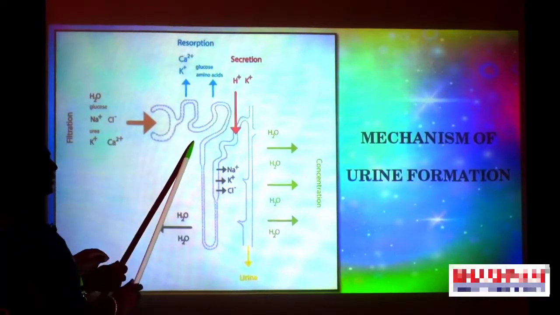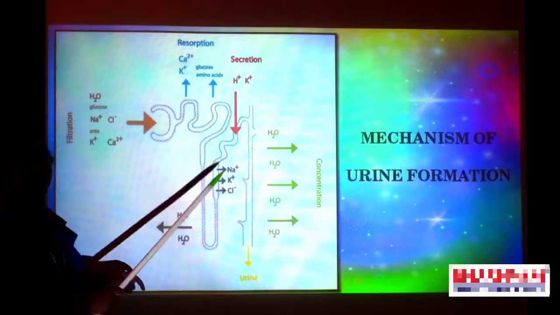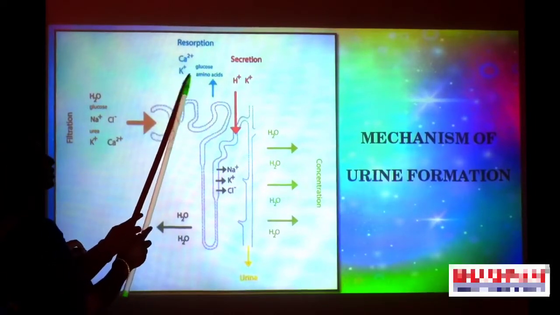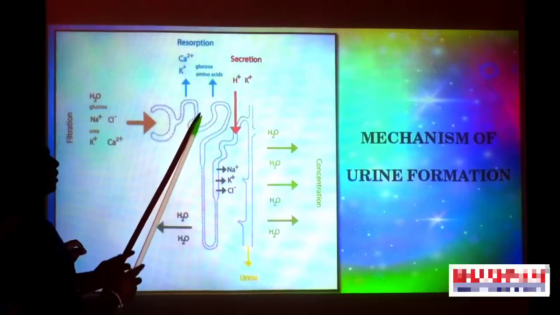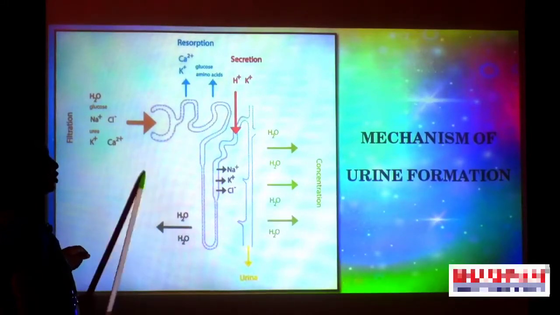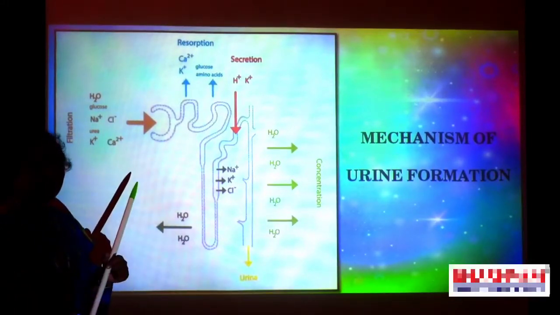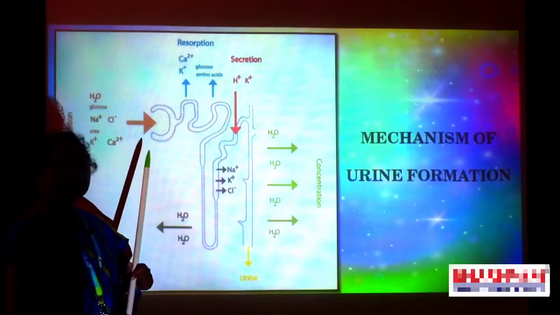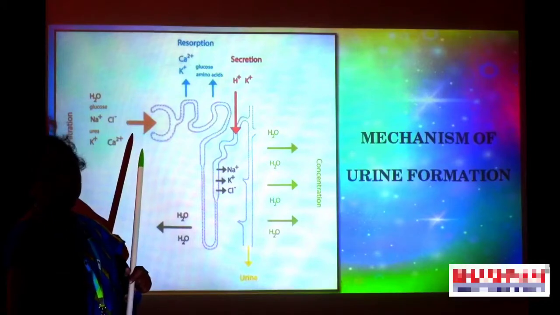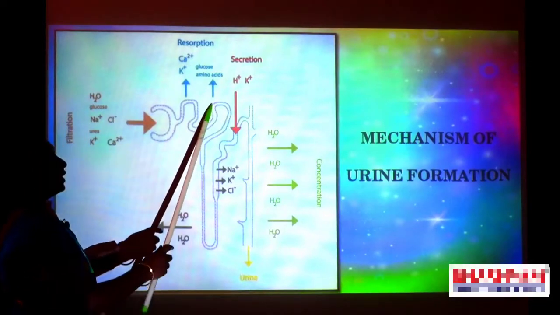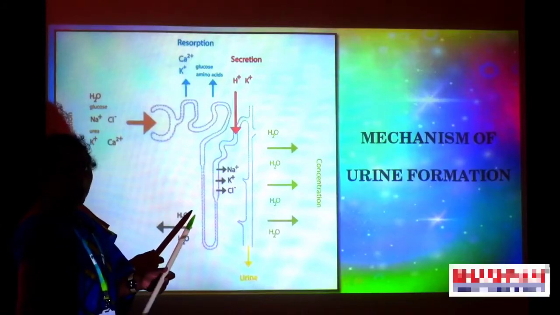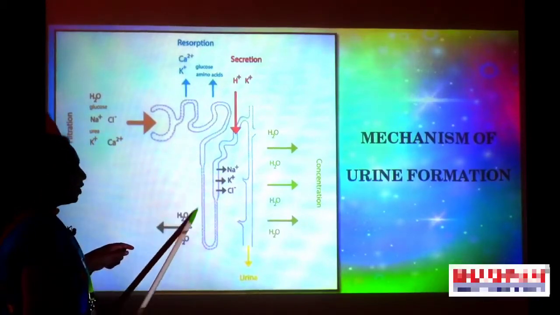In the PCT, here you can see it. By the osmosis process, a number of substances like calcium, potassium, glucose, amino acids and water are reabsorbed by our body. Nearly 75% of water is reabsorbed. Then this filtrate moves on to the next step of the nephron, that is the loop of Henle.